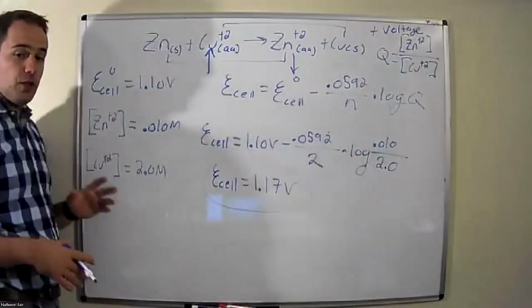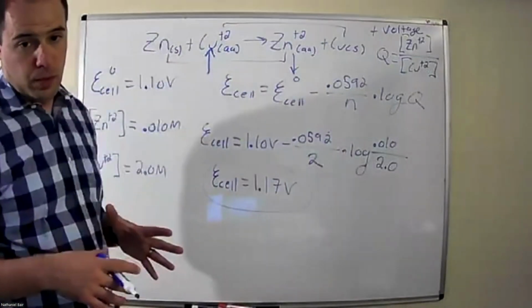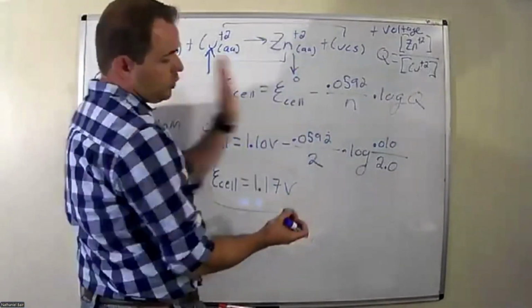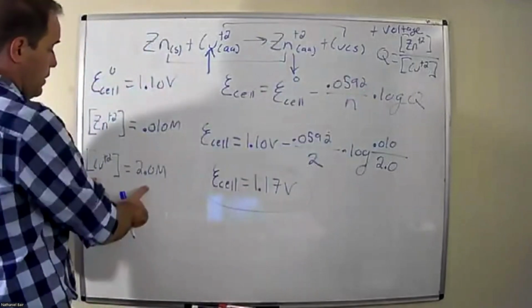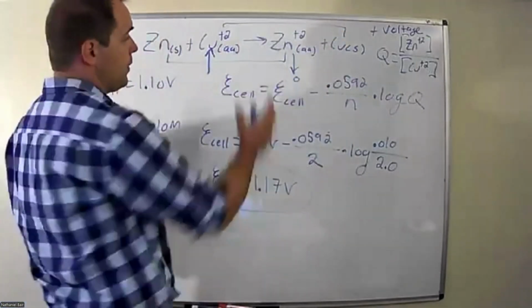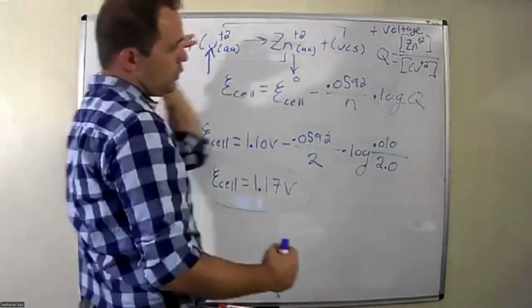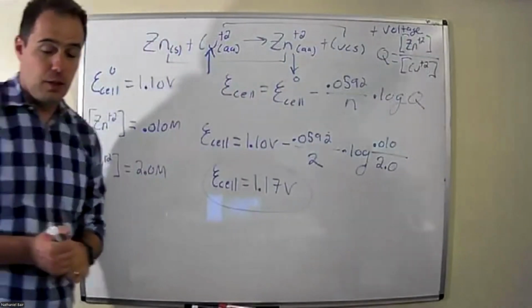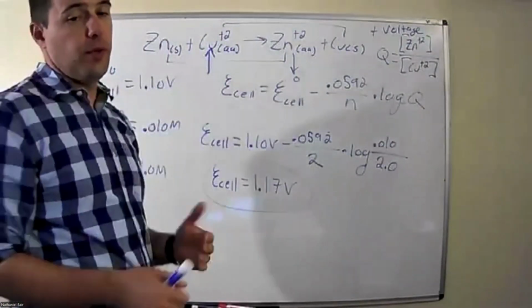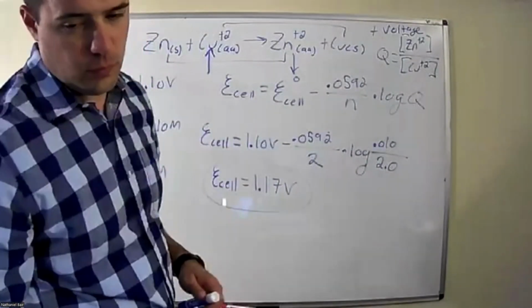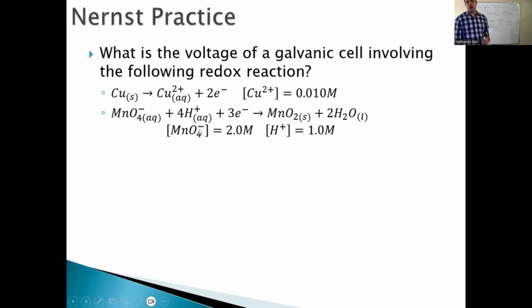Remember, the standard concentrations are 1 molar. So what did we do? Well, we dropped the zinc, that pushed it that way. And we increased the copper, that pushed it back. Both of those worked together to push the reaction to a higher voltage. So you can use Le Chatelier to predict whether the voltage will go up or down, and you can use the Nernst equation to get the new voltage. Awesome. Here's a much tougher one, folks.